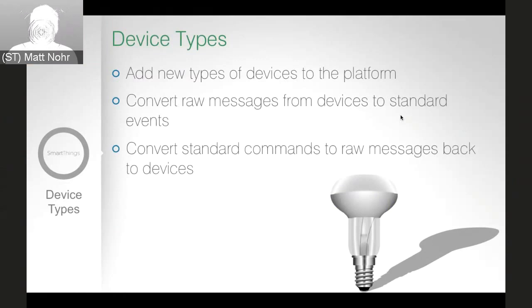And then as a smart app developer, we rely on that, so you don't need to care what type of devices you're using, or what protocols they are or anything like that. You just have to care that they're a switch. And then going the other way, when you say on, you don't have to know the specific commands for a Hue bulb to turn it on. You just have to tell the system to turn it on, and the device type handles that.